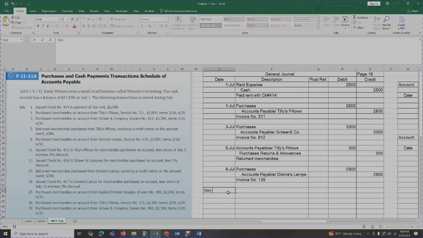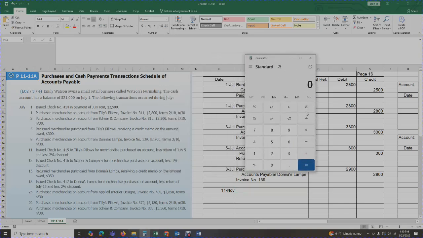On the 11th, it says you issued check number 415 to Tilly's Pillows for the merchandise purchased on account less the return for July 5th less the 2% discount. So when did they purchase from Tilly's? They purchased on the 1st, they paid on the 11th, that's within the 10-day mark, and it says that you get a 2% discount if you pay within 10 days, which is what we did. So that's why we have to take account of that 2% discount.